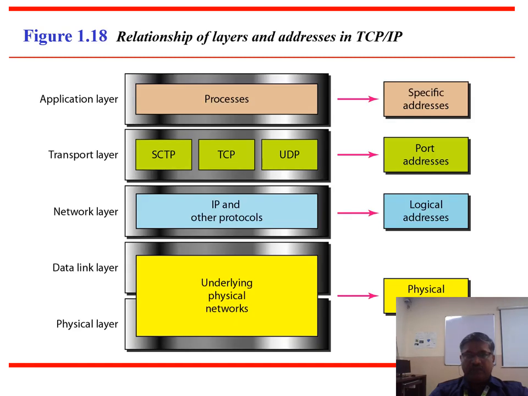So here you can see the relationship of layers and addresses in TCP/IP. This diagram clearly depicts the relationship of different layers in the TCP/IP protocol suite and addresses in TCP/IP: the specific addresses, port addresses, logical addresses and physical addresses, and how they are related with each other.